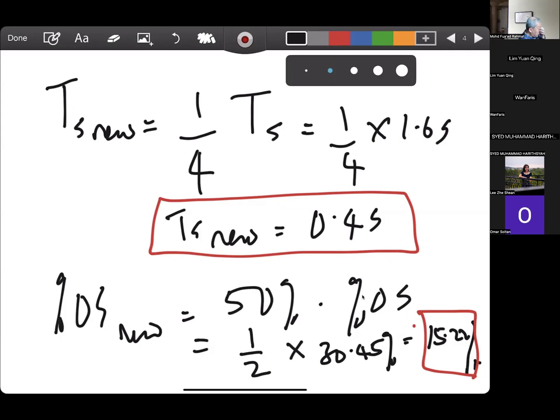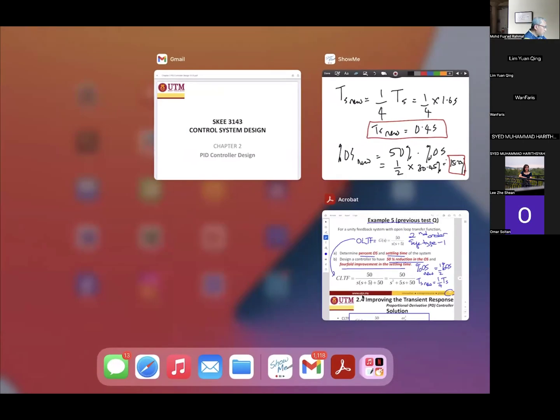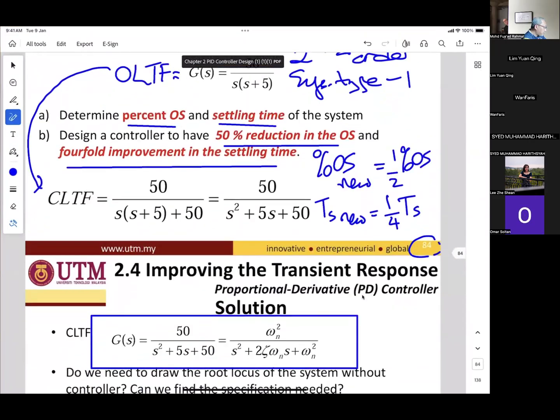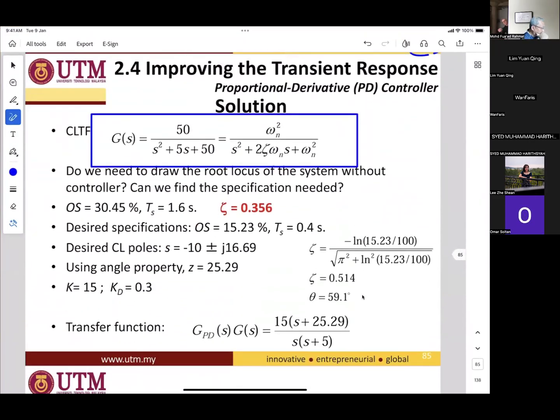Okay. So what next is to find the new dominant pole. So we already get there here. So the desired closed loop poles will be what?